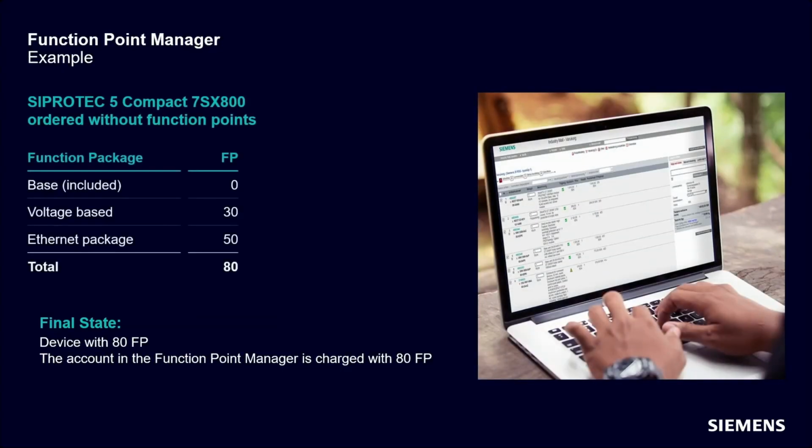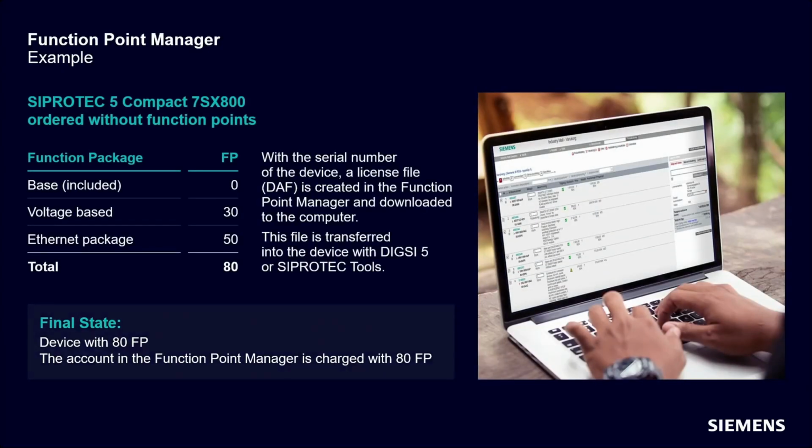To finish, let's see an example of how to calculate the correct quantity of function points needed for your application. Johannes already showed to us how to specify a new SIPROTEC 7SX800 device. So, using as a reference the device that Johannes selected before, this device will only have the functionalities included in the standard function package. This means no function points.